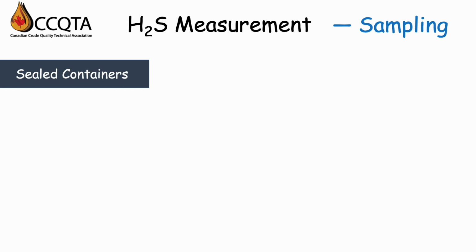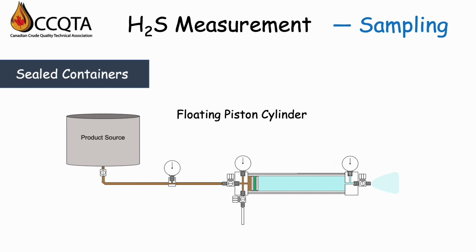How about sealed containers? This type of sample is taken directly off the process into a sealed cylinder. This type of sample container is ideal for sampling where dissolved or gaseous H2S is involved because there's no opportunity for H2S to escape. There are a few options for a sealed container. Firstly, the floating piston cylinder, or FPC, which requires a sample point to have sufficient pressure to move an internal piston and displace a pre-charged fluid, which is typically air or nitrogen.